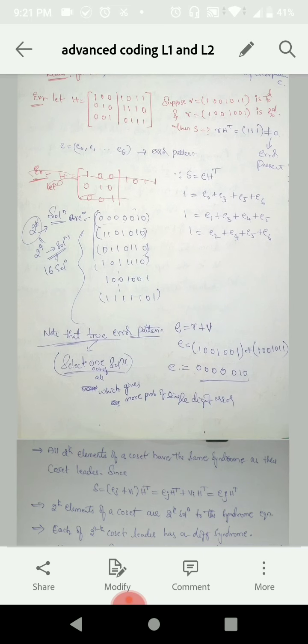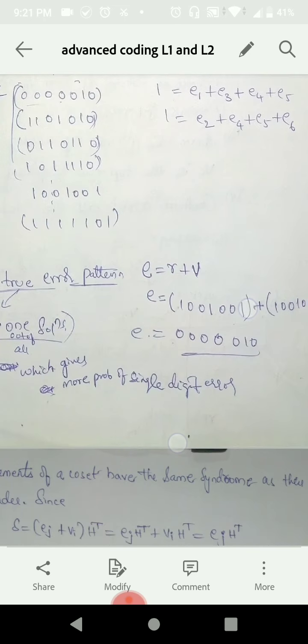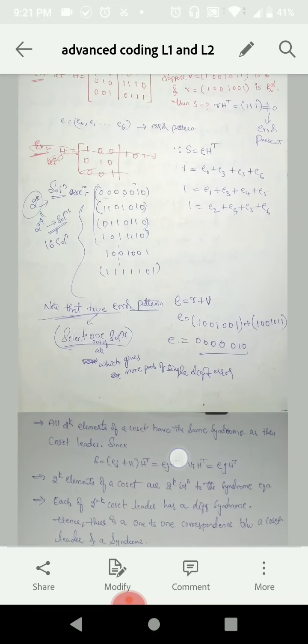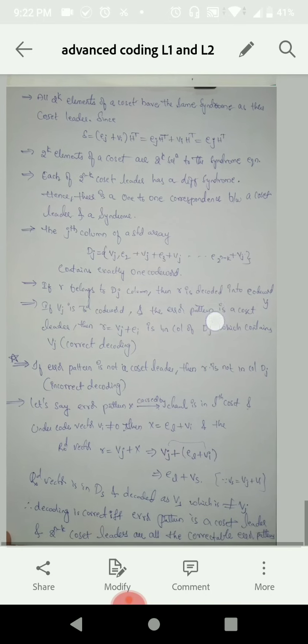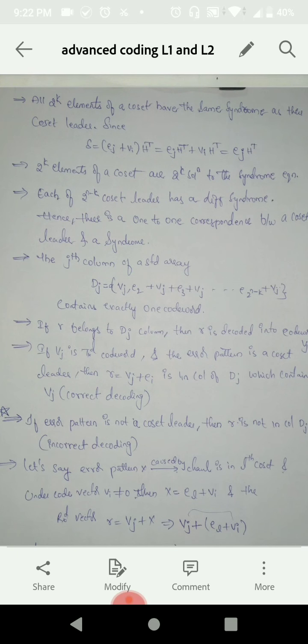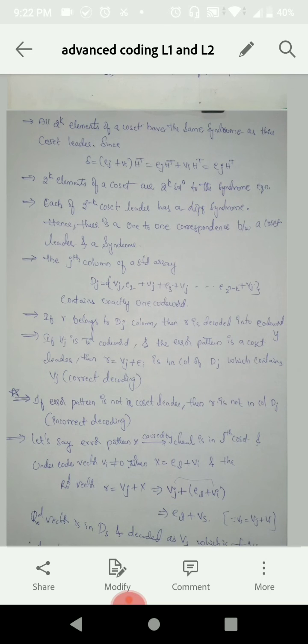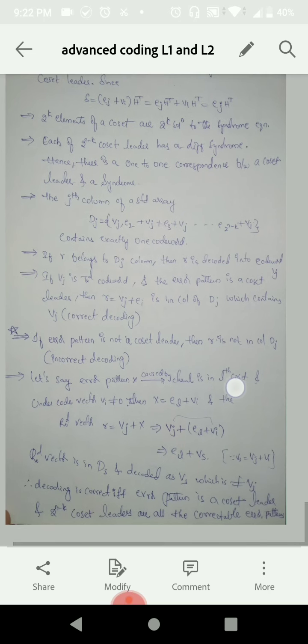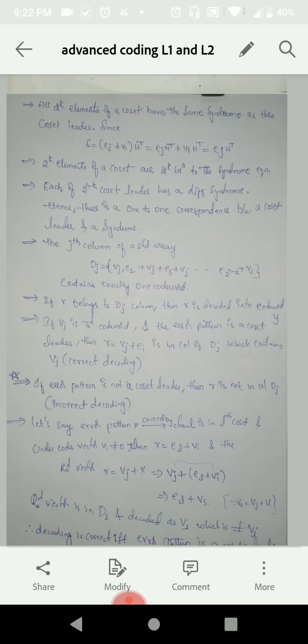So each and every time we will be taking one and adding it with v. At once and only once we will be getting a single-digit error, so that is the true error pattern which we can decide. So this is the last part. We can have 2 power k elements of the cosets having the same syndrome as the coset leader. Since S is equal to what we already defined, 2 power k elements of the cosets are 2 power k solutions of the syndrome, as we already knew. So we are going to define dj as vj, the jth solution, right? So this is all not expected, so we'll discuss this later.